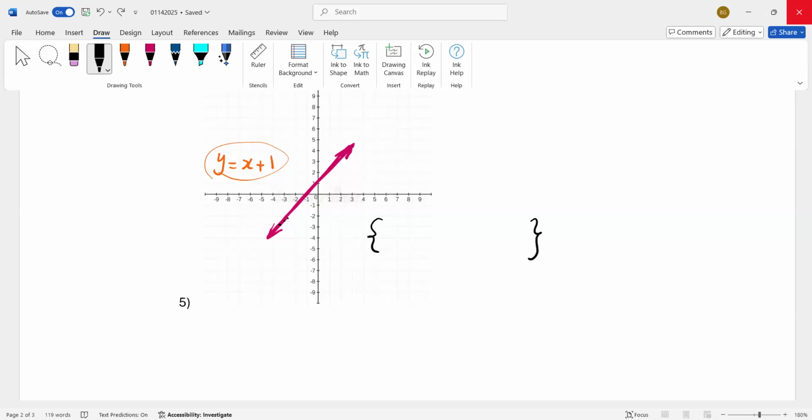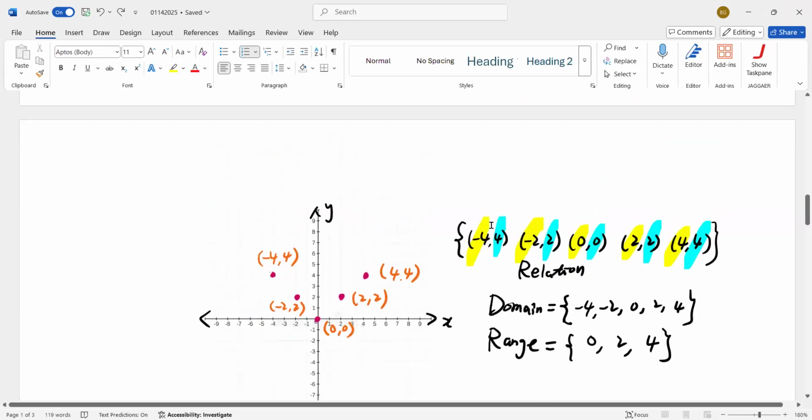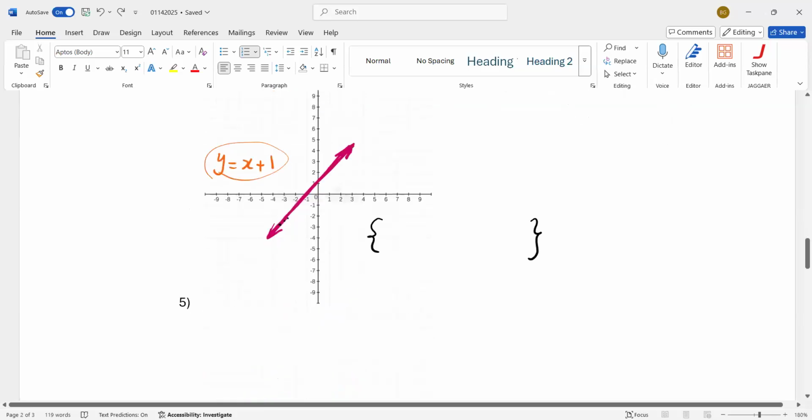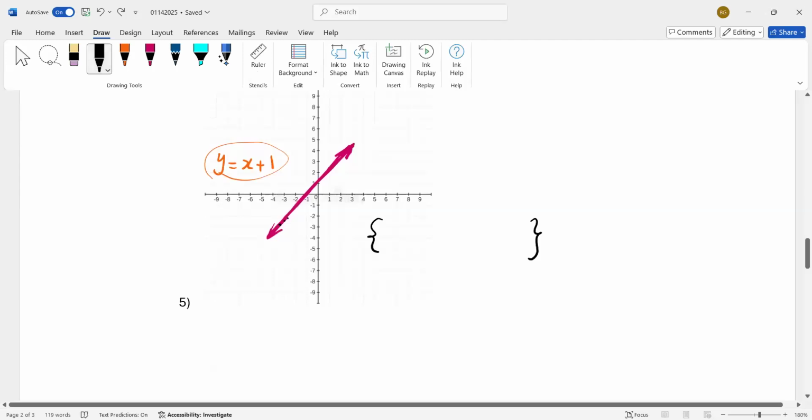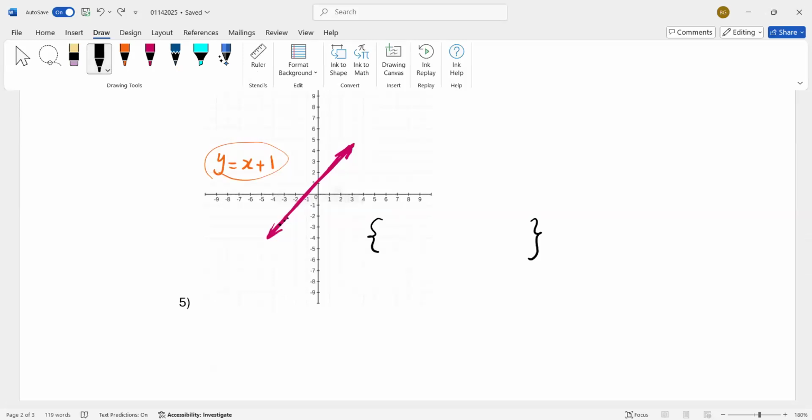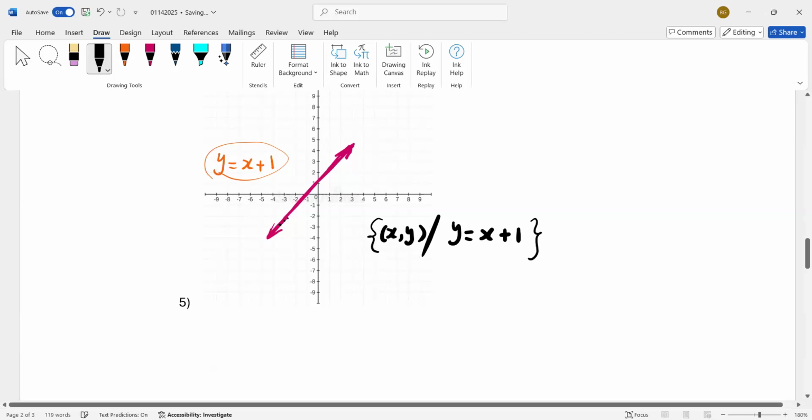But since we have infinitely many, uncountably many, it's not possible to write them one by one like what we had in number 4, right? And this is how we do it. In this case, when we have infinitely many members in a set, we write {(x, y) | y = x + 1}. By the way, you do not have to worry about this. If you don't understand, that's totally fine. If you do not know how to write it yourself, it's fine. But try to understand what I wrote here.